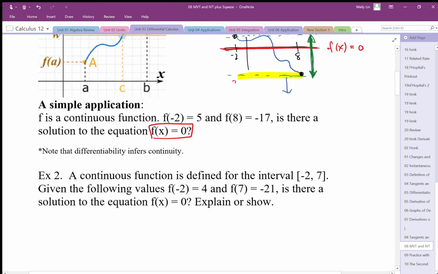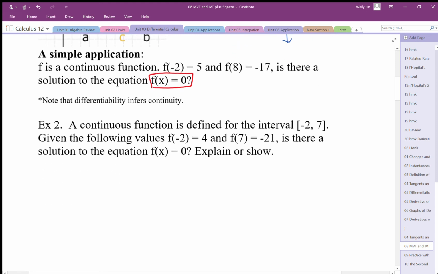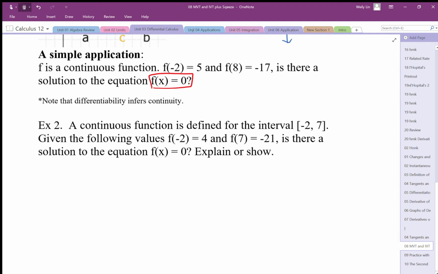So here's another one. We have a continuous function. It's defined for this particular interval from -2 to +7, and you're given values f of -2 equals 4 and f of 7 equals -21. Again, same thing here. We're being asked to show that f of x has a solution, f of x equals 0. Well, if it's continuous, and again, this is important, the condition of continuity needs to exist. Okay? If it's continuous, we can then sketch this out.